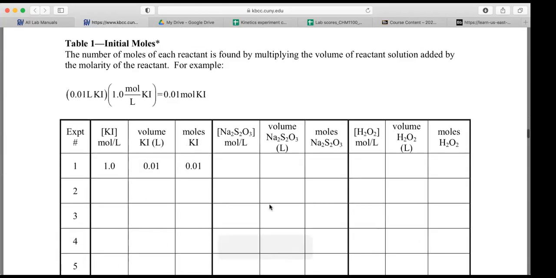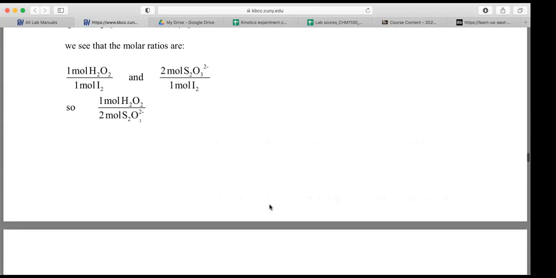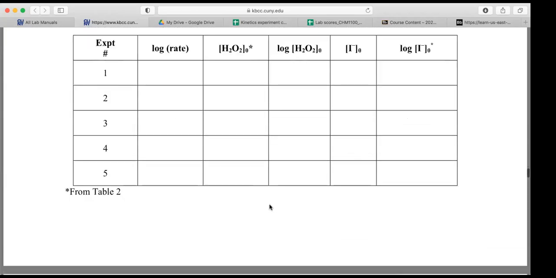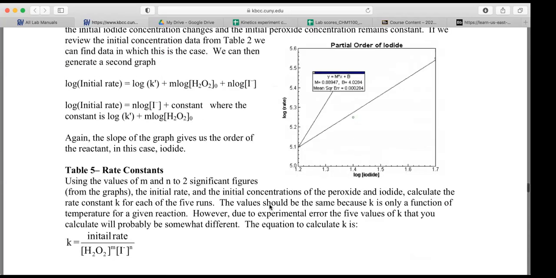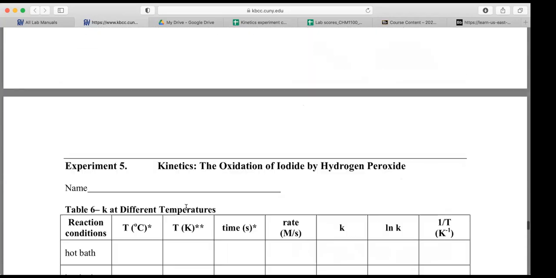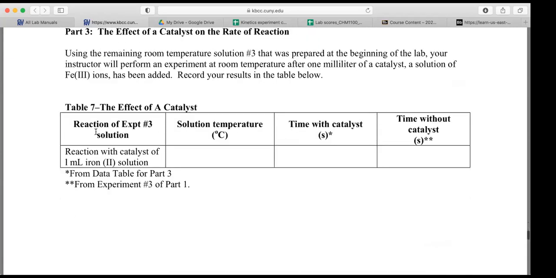Then you get into the calculation. So if you notice, there's table 1, table 2, table 3, table 4, table 5, table 6 is right here. Oh, sorry, table 5. It's actually table 6. There's 6 tables. Sorry, that was 5. So here's 6. And then 7. A lot of tables here, a lot of data, a lot of calculations.